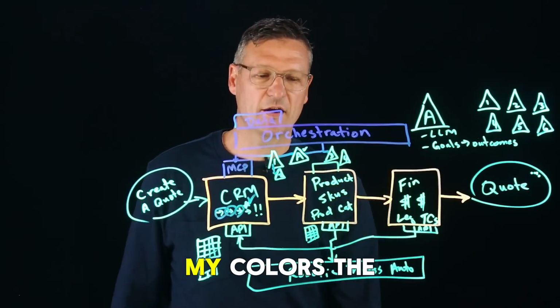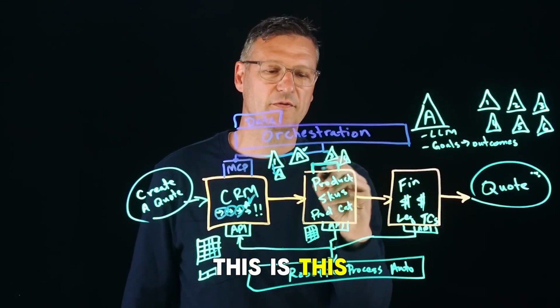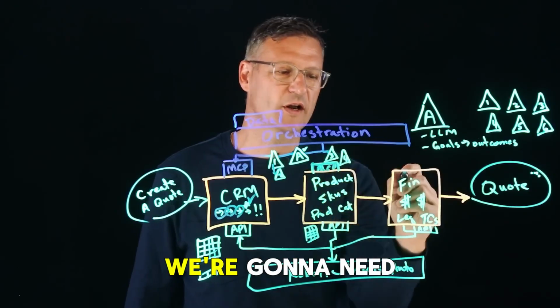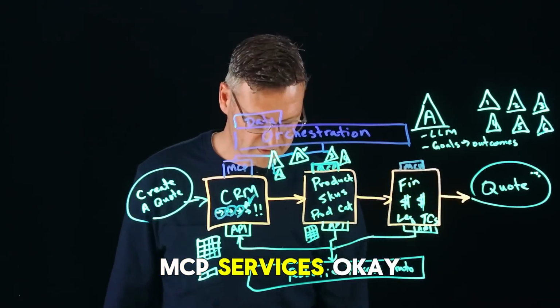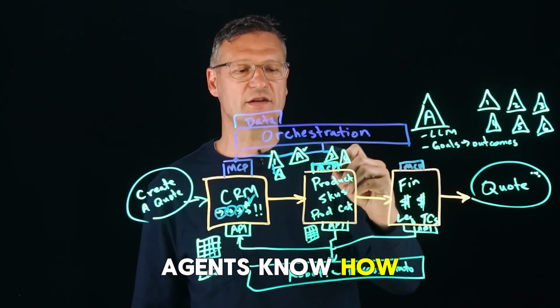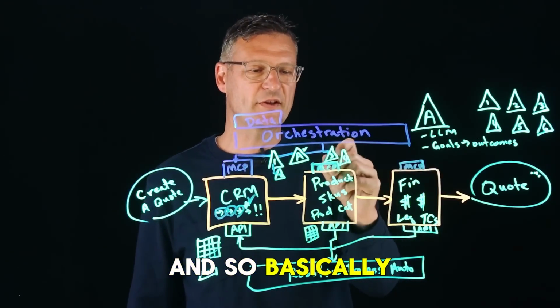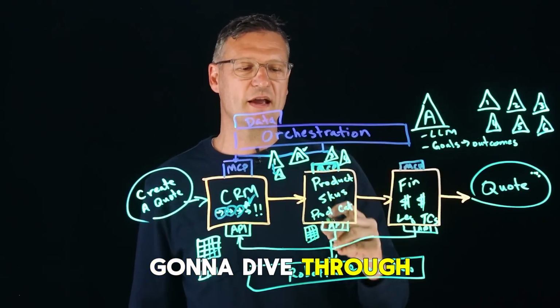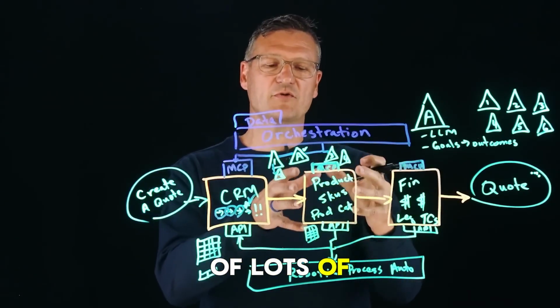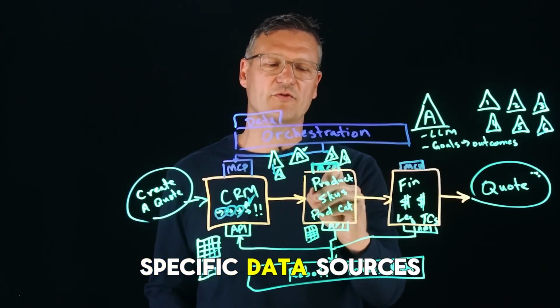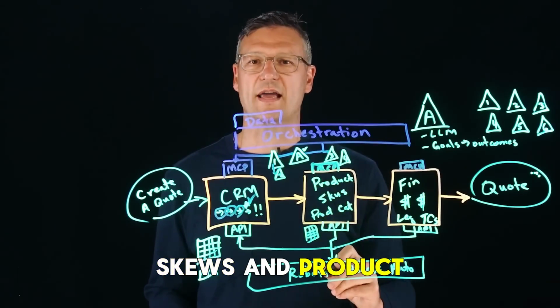Try to keep my colors the same here. This is now an MCP. We're going to need all of these things to be MCP services so that our agents know how to talk to them. Basically, agents 3 and 4 are going to dive through the MCP of ultimately a data source. So now, instead of lots of tools, we're describing really specific data sources around product SKUs and product catalog.